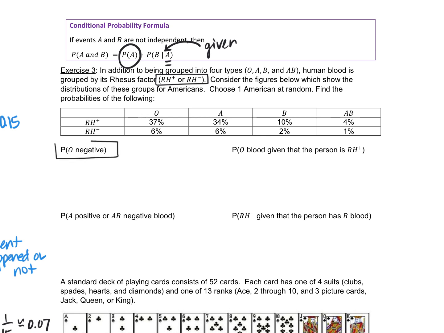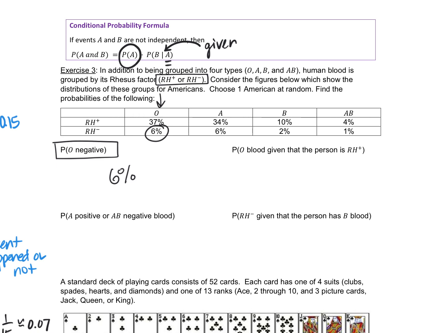So we're looking at the probability of O negative. If I look at the O column, the negative for that is 6%. So we're just going to have 6%. It would be the probability of a random American having that blood type.